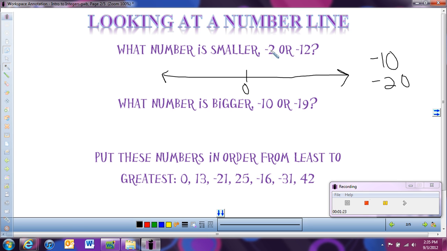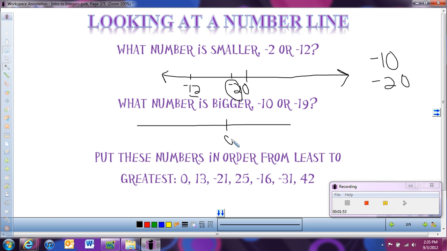So if we were to put these two numbers, -2 and -12, on the number line, -2 would be right here, just a little bit less than 0, and -12 would be down here a little bit further. So we would say that -2 is bigger than -12. We can try another number. We can try -10 and -19.